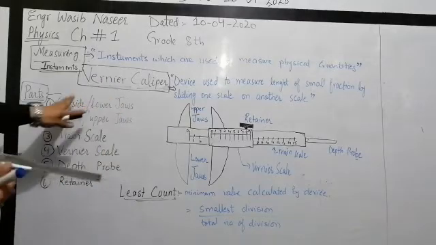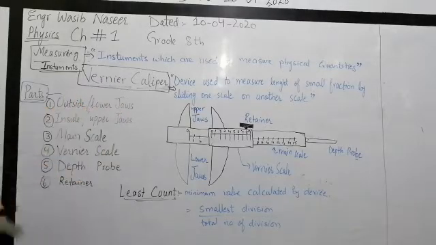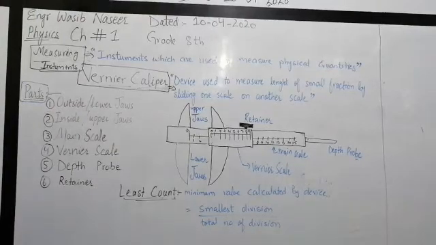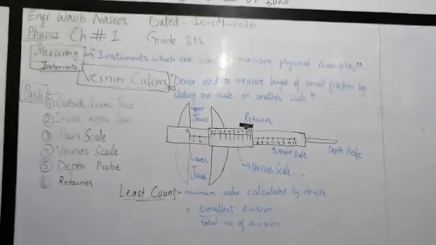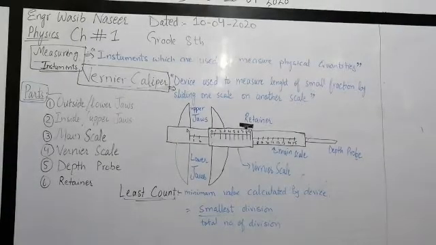The functions of all these parts are written in your book. You can see page numbers 15 and 16. When you are going to prepare the topic in your notebook, you can use this book, page numbers 15 and 16.